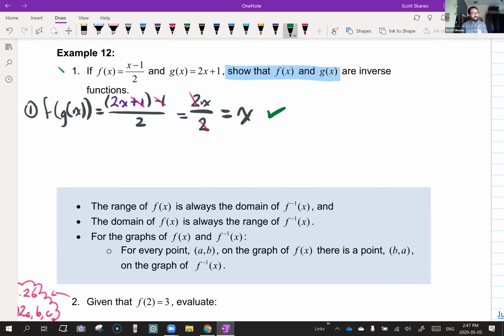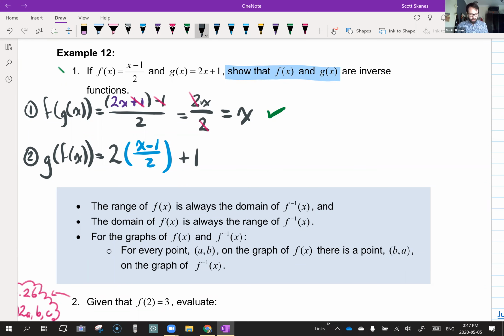All right, that's a good thing. That means that it may very well be an inverse. We don't know for sure, though, unless we do it both ways. So I'll do g with the f function inside. I'm going to take g, whatever f is, I'm going to replace all the x's with that. So g is 2x plus 1. So it's 2, and I see an x, I'm going to put f in now. 2 times f, plus 1. Let's see what that gives us.